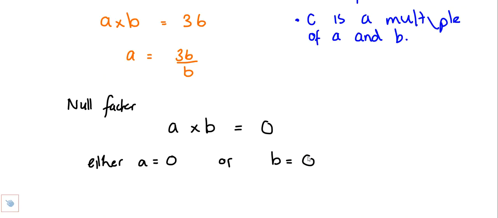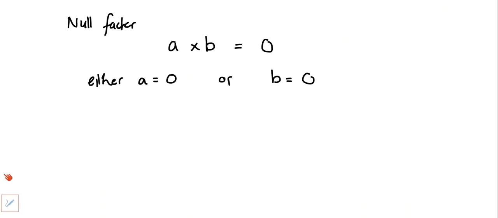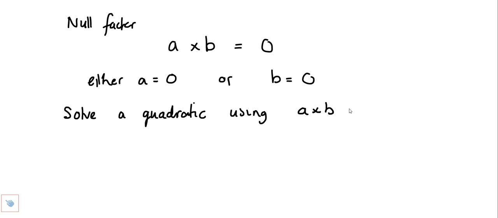So we're going to use that information. Alright? So, here's how we're going to use it. We're going to solve a quadratic using the null factor thing. So A times B equals 0. That's what we're going to do.